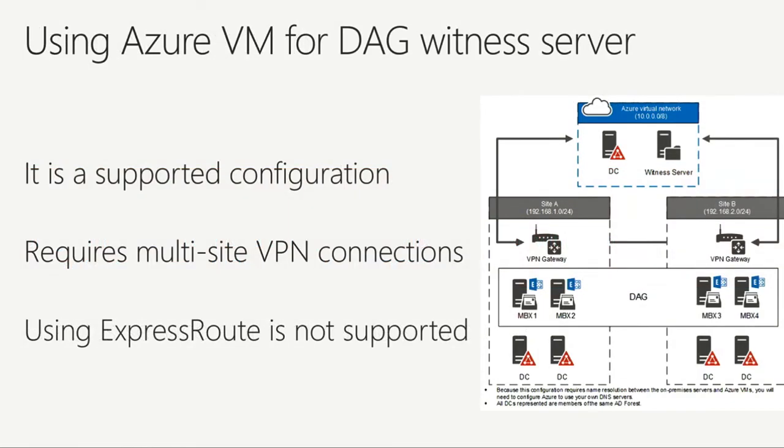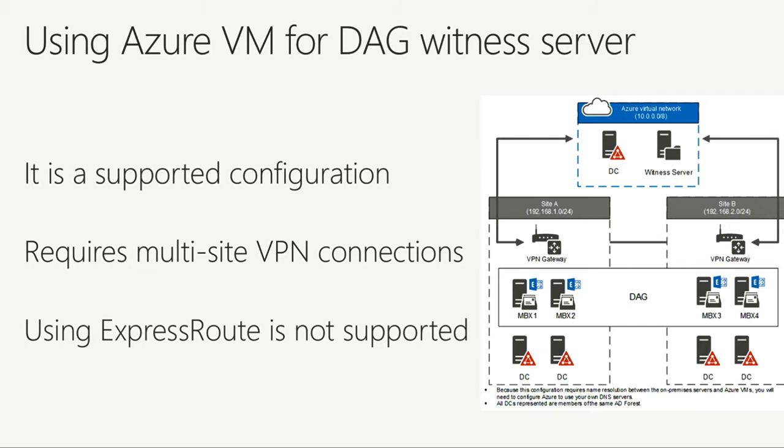All right, some high availability stuff. A lot of folks have expressed a great deal of interest in using Azure virtual machines for a witness server for their on-premises DAGs, because maybe they've only got 2 data centers and they want to use an Azure VM as their 3rd location so that they can get automatic failover for their databases. And that's fine. It is a totally supported configuration. It does, however, have a requirement of using multiple multi-site VPN connections.